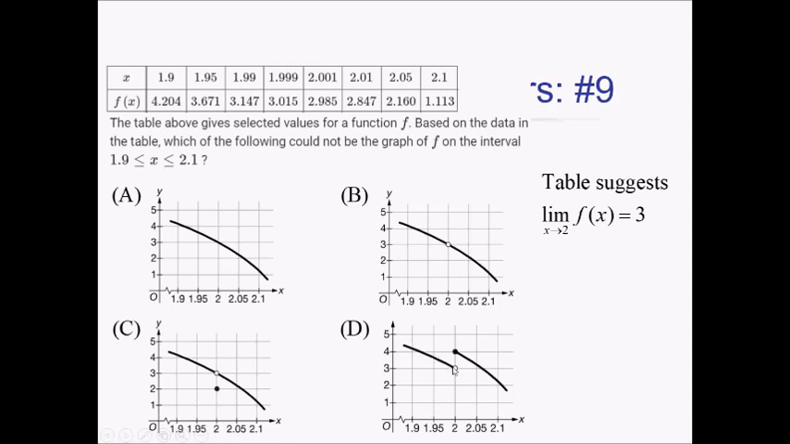We are approaching 3 from the left side, but from the right side the limit as x approaches 2 is actually 4, so the overall limit does not exist. Certainly this is the least consistent with what the table is showing us, which is that our limit appears to be 3. So we're going to go with choice D. Out of all of them, that is the worst possible option.